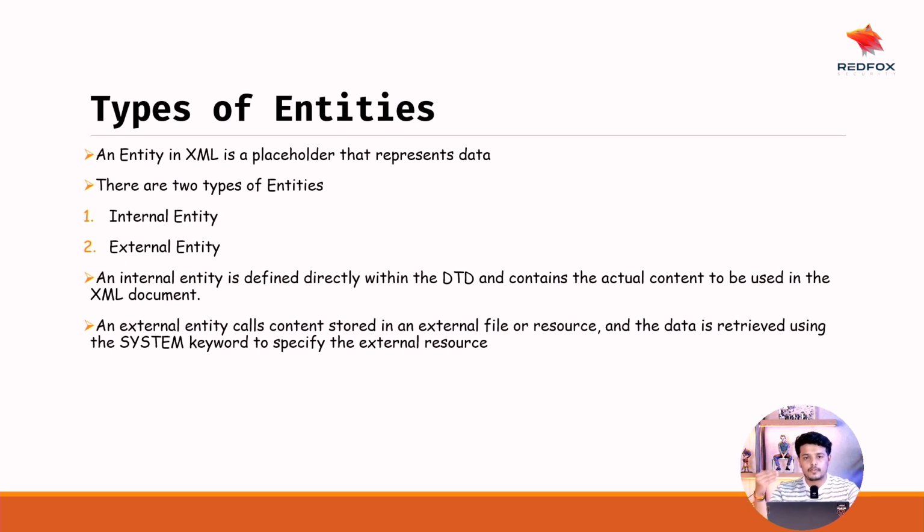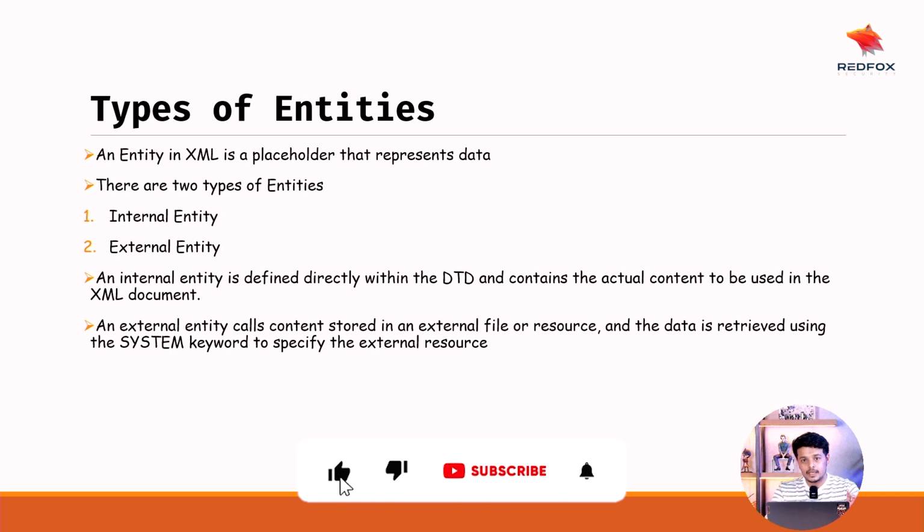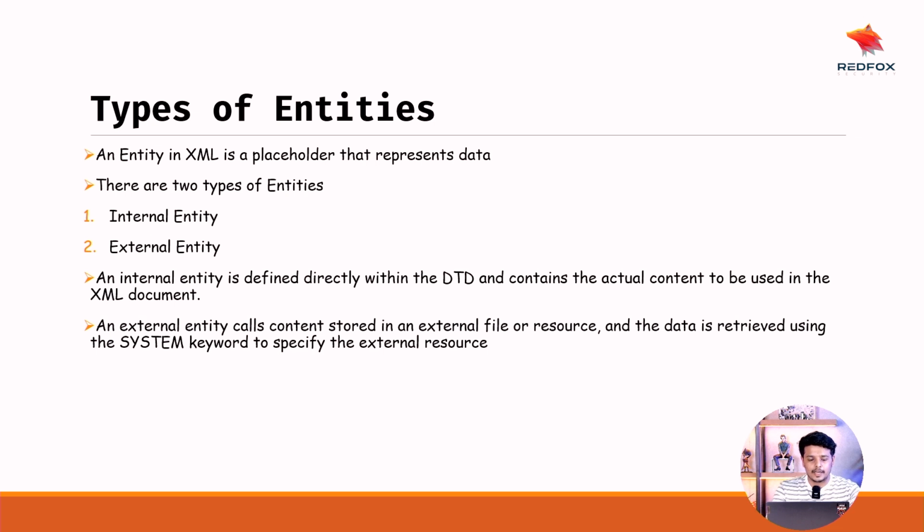There are two types of entities. One is an internal entity and one is an external entity. So what is an internal entity? An internal entity is defined directly in the DTD and it contains actual contents that can be used in the XML document. Suppose you are defining some kind of entity within the DTD document itself, and that can be referred to in the XML document and showcased directly. It will be clearer once we get into the practical part.